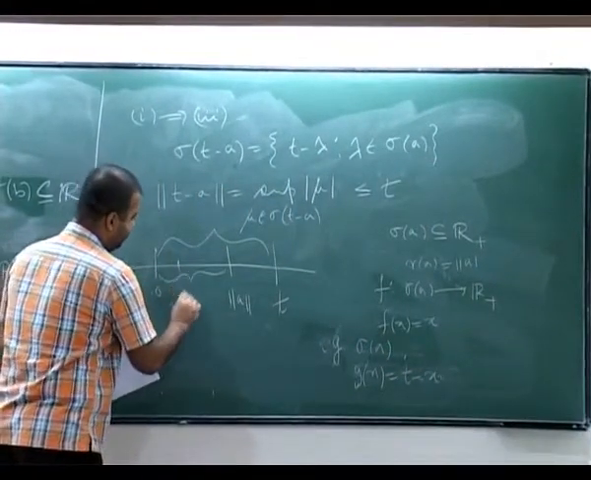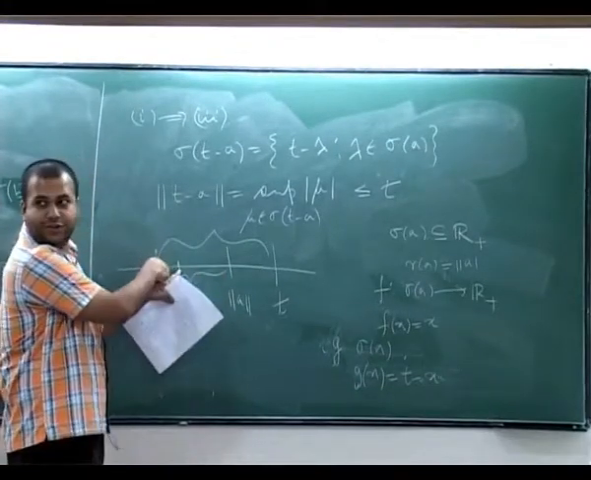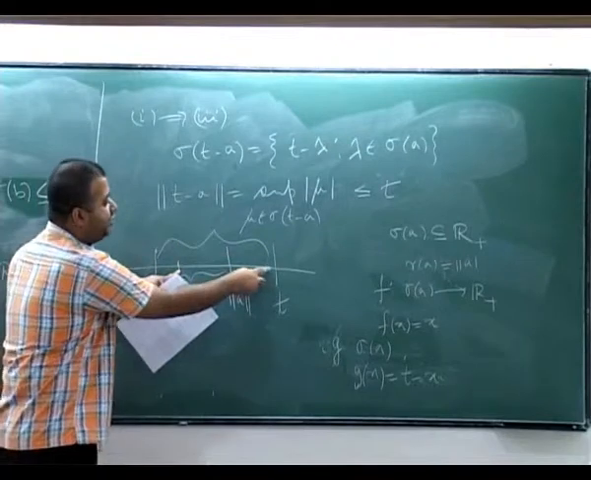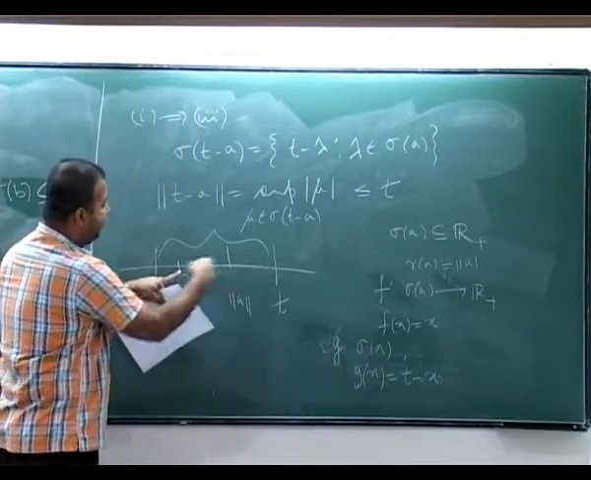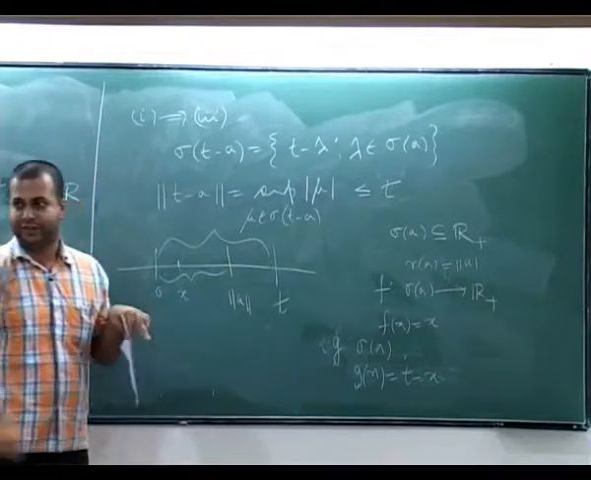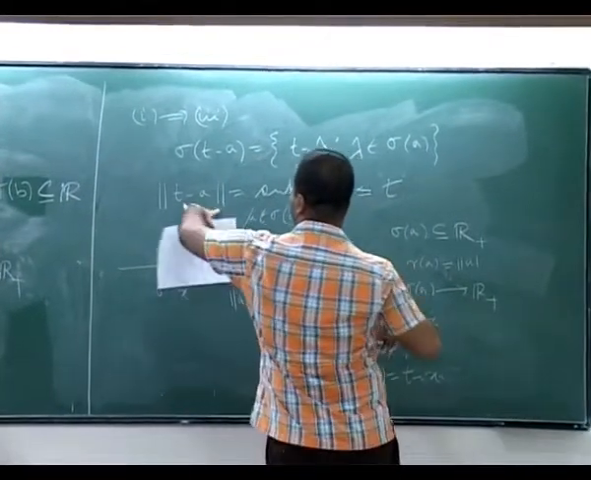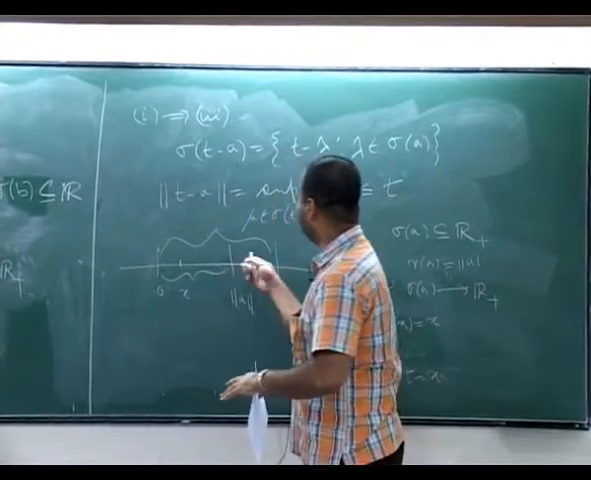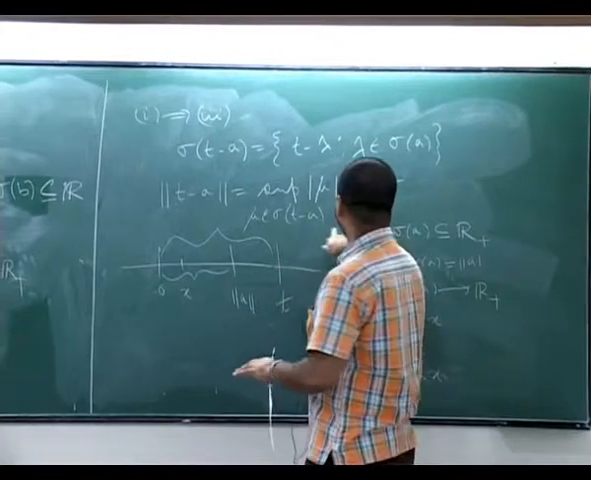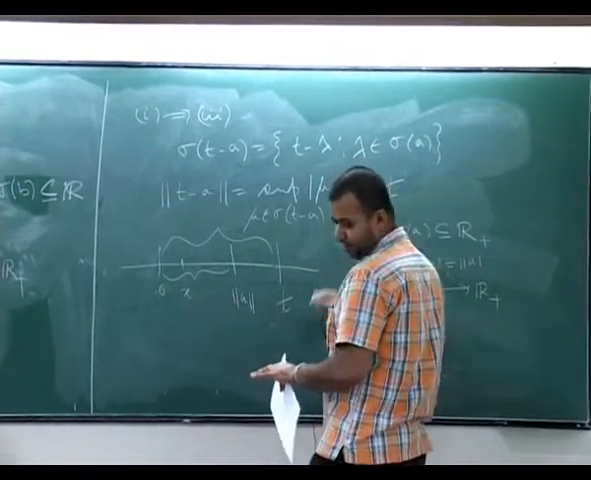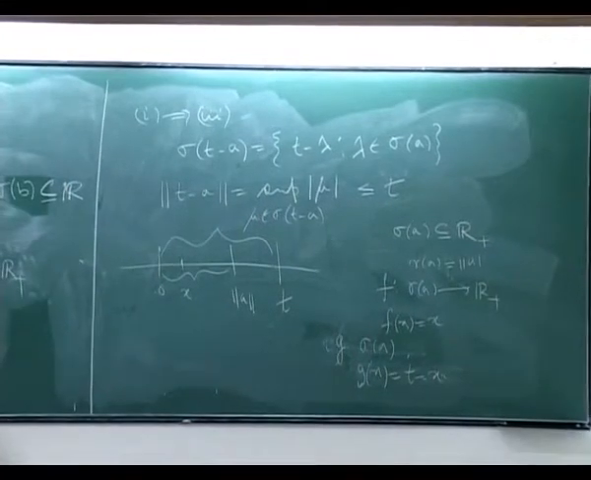Okay? So suppose this is my x point here. x is somewhere on this side. So if I look at T minus x, T is here. So T minus x is this length, it is certainly smaller than this entire length. So that is the meaning that this norm is the supremum over all these differences, the supremum over mod mu, where mu is in the spectrum of T minus A, and that is less than or equal to T. All the steps are basically the same.